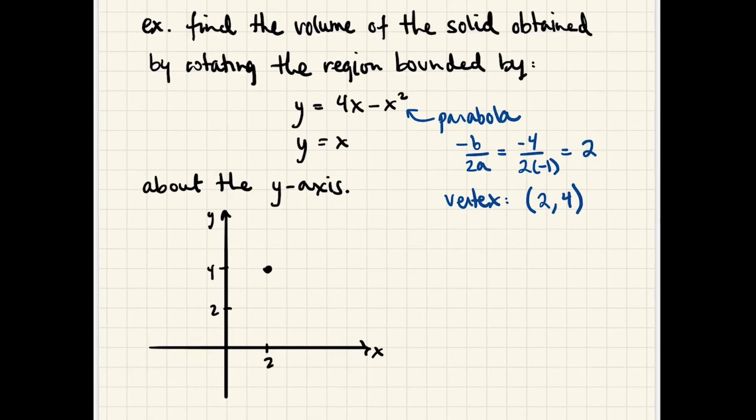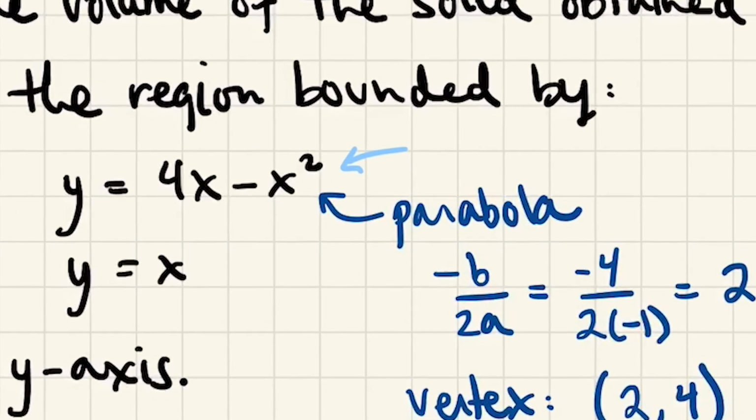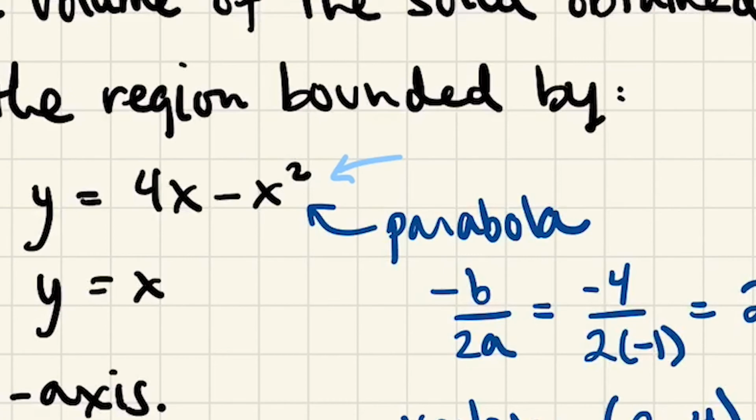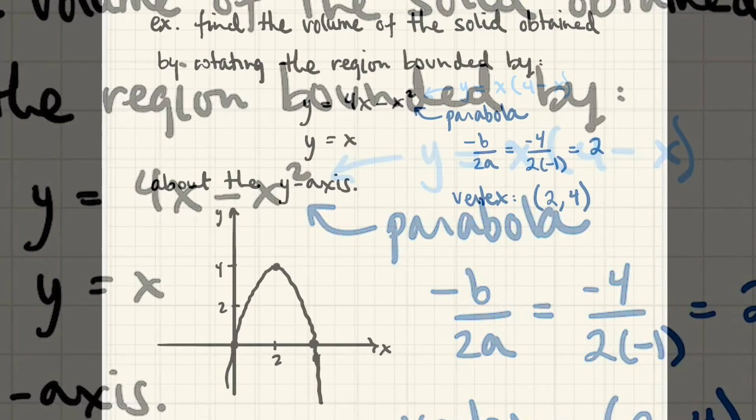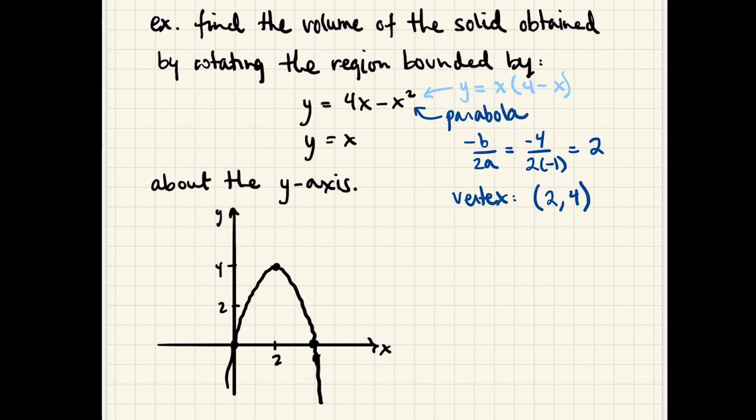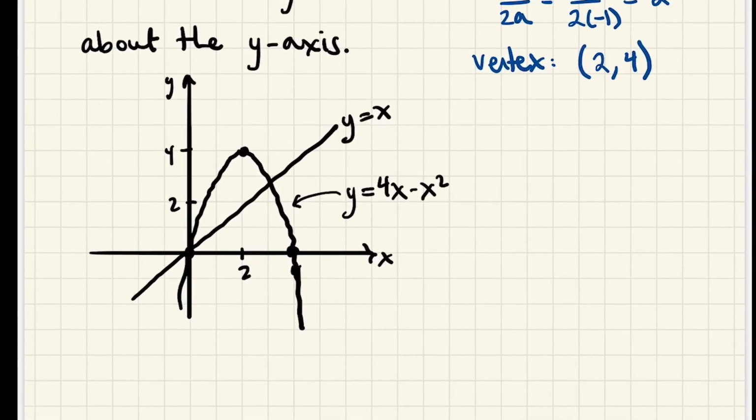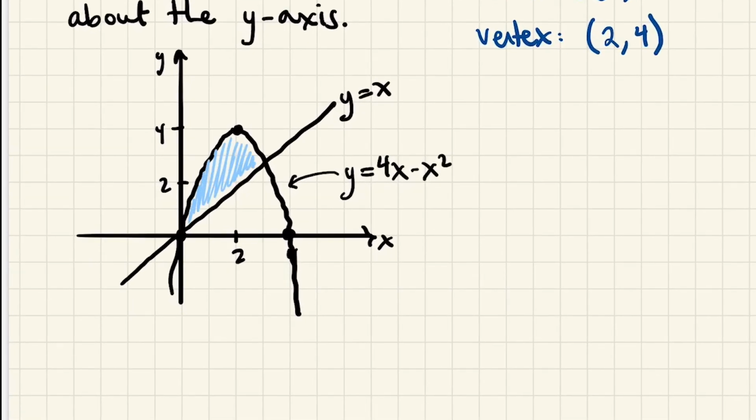All right, we can also locate the x-intercepts of this parabola pretty easily by factoring the x. So we get 4 minus x. We can see there's an x-intercept of 0 and an x-intercept of 4. So there's our parabola, and the line y equals x is just a diagonal like that, which means that the region we're dealing with is that region there. All right. We are also told that we're rotating around the y-axis.